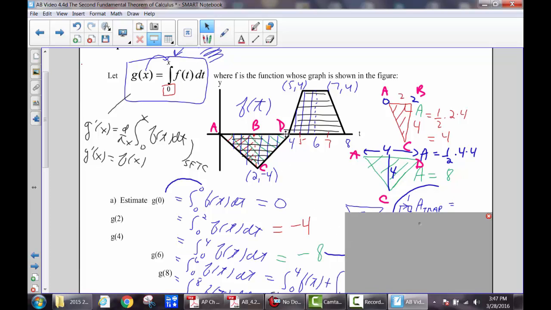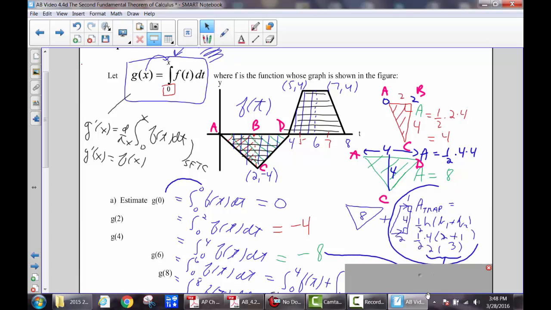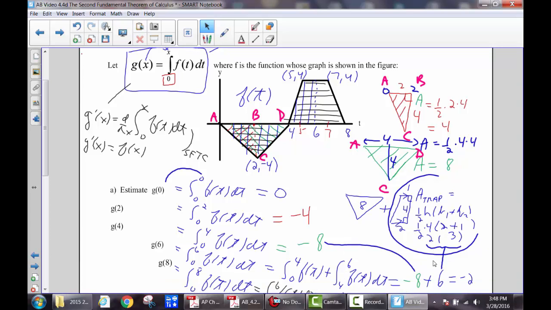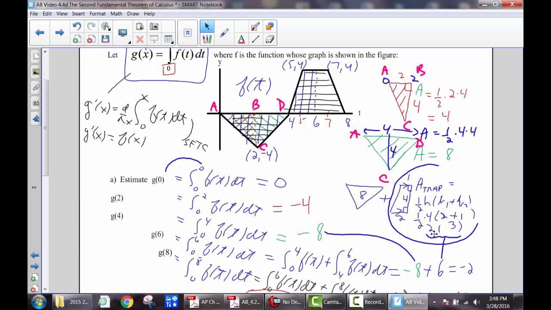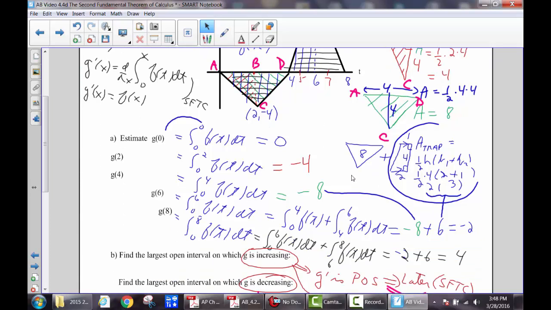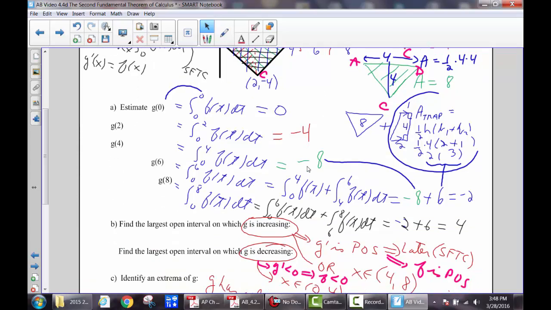Then I'm going to take negative 8 and I'll add from 4 to 6, which is a trapezoid. And then you can figure out the area of the trapezoid to be 6. And then you're going to add 6 again to that for this next trapezoid, which is congruent to that trapezoid.